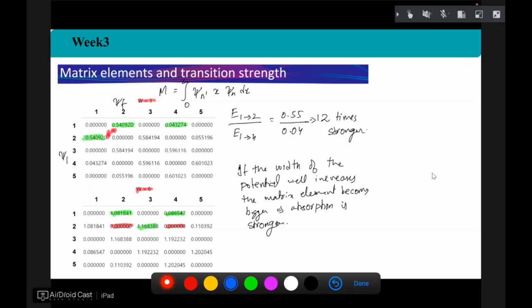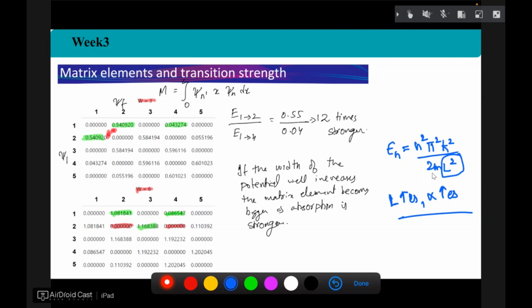The other thing is the energy formula, En equals pi square h cross square n square upon 2m L square. This L is the width of the quantum well. So if the width of the quantum well or potential well increases, the matrix element becomes bigger and the absorption will be stronger. If L increases, alpha increases. So this was all about the lecture: the optical response in bulk materials, the optical response in quantum wells, and we dealt with the dimensionality of the materials.